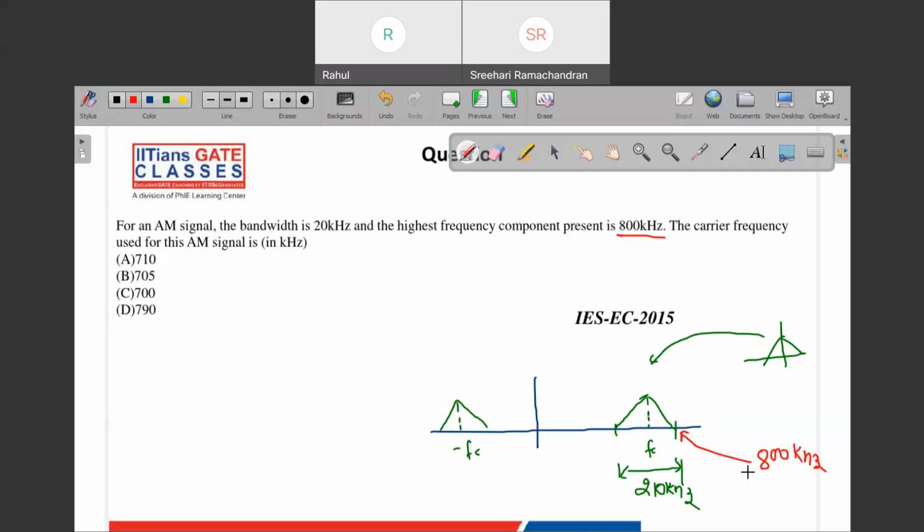Here you should know how this spectrum looks. This width is 20 kilohertz. This point is 800, so this point will be 780. Now your fc will be somewhere in the middle here. So this is 780, this is 800, and the middle of these two will be 790 kilohertz. So the carrier frequency of the signal will be equal to 790 kilohertz.